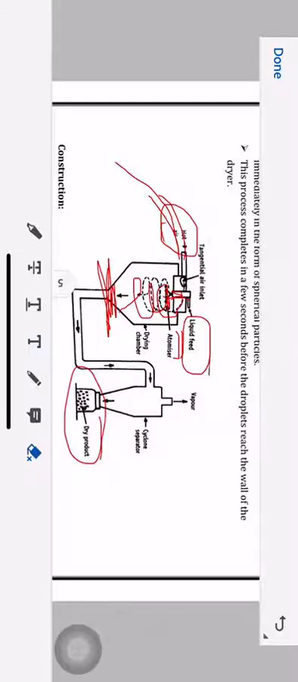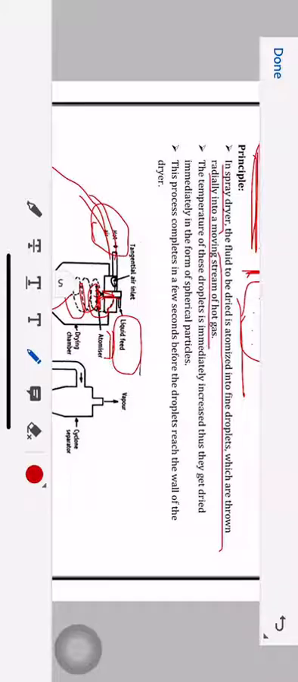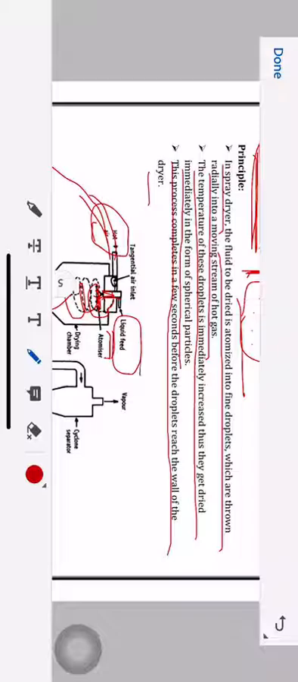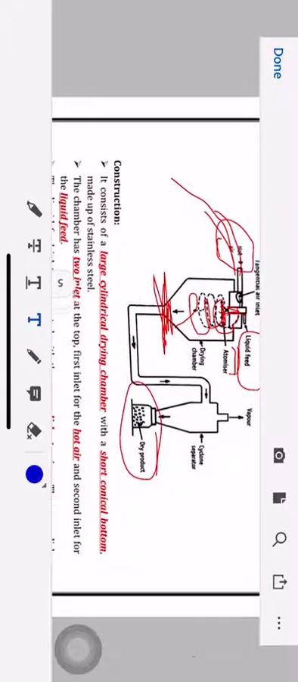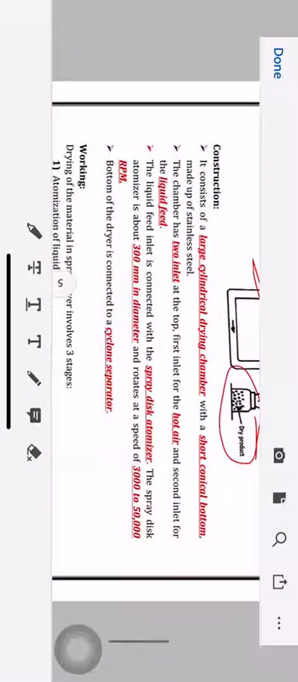Now let's understand the principle. In spray dryer, the fluid to be dried is atomized into fine droplets which are thrown radially into a moving stream of hot gas. The temperature of these droplets is immediately increased, thus they get dried immediately in the form of spherical particles. This process completes in a few seconds before the droplets reach the wall of the dryer. As I said, the particles will be totally dried before they reach this point.